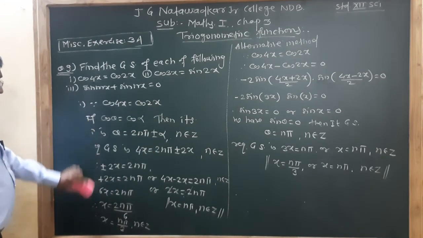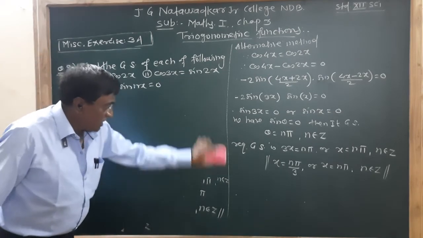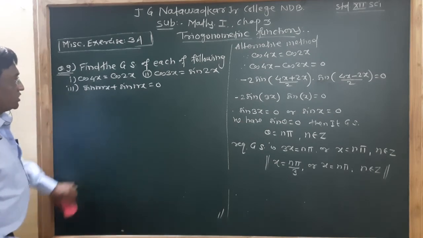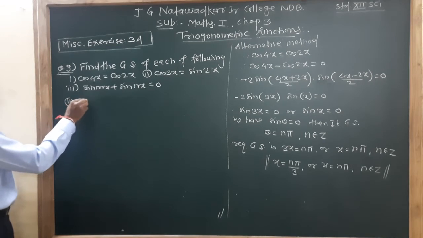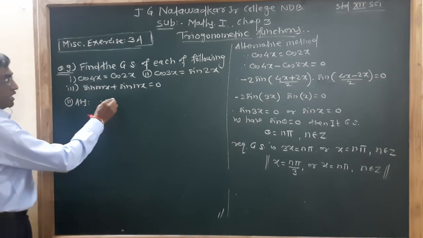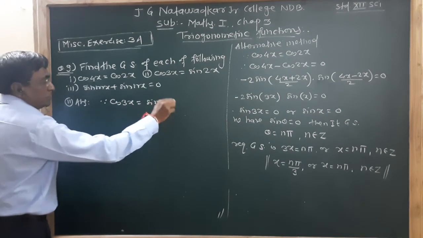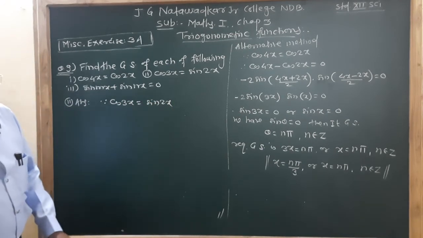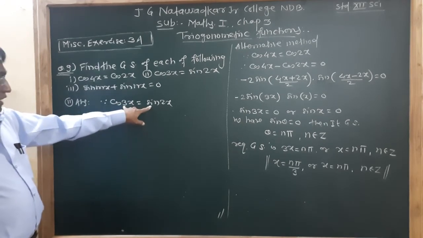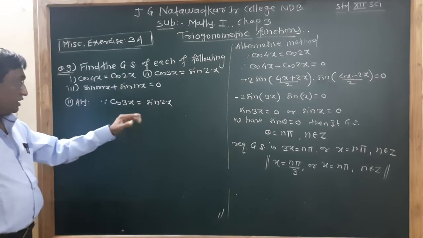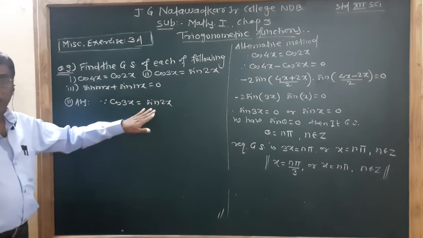Okay, now next example, the second one: cos 3x is equal to sin 2x. Observe here that in the previous example both the left hand side and right hand side had the same ratio, that is cos and cos, and only the angles were different. But here the ratios are different. Left hand side is the cos ratio, right hand side is the sin ratio.